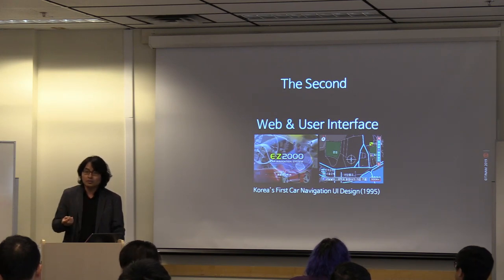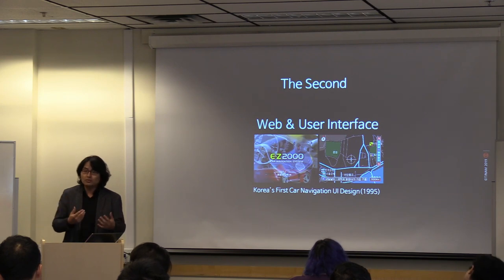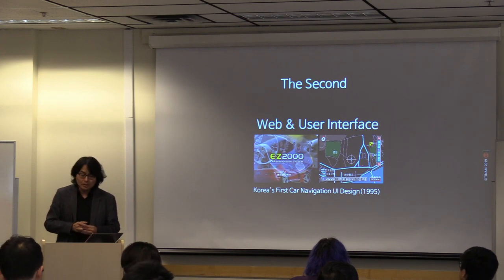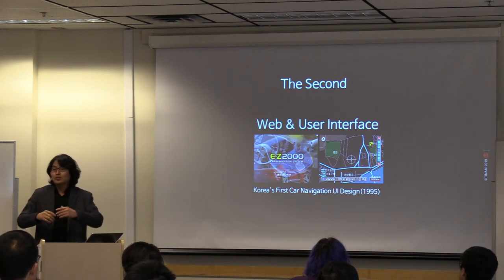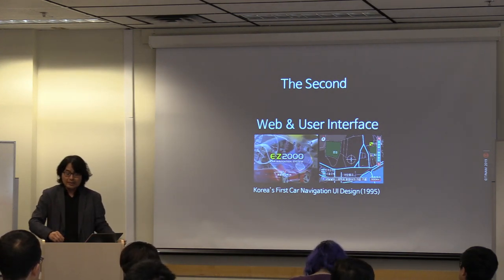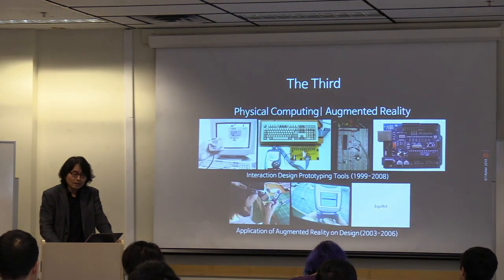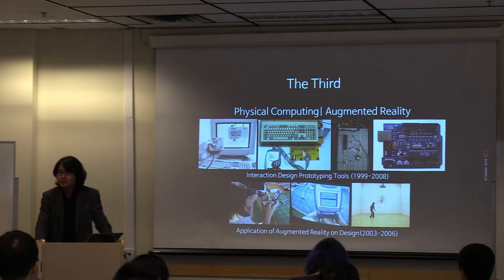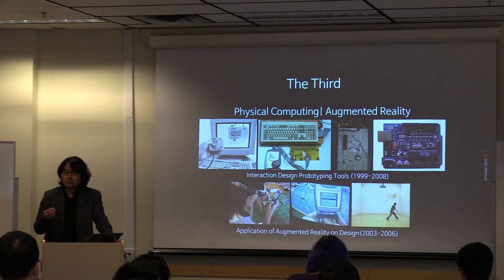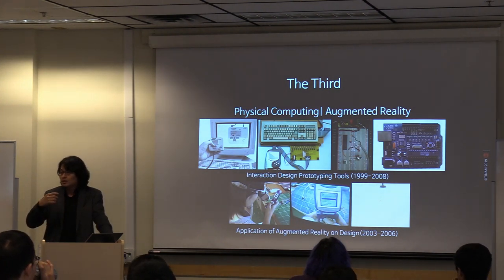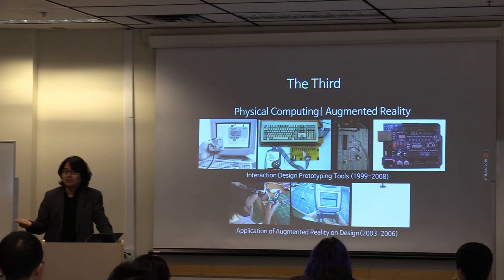At that time, I was involved in the first navigation software design in the mid-90s. I was doing the graphic design and information architecture and so on. So I became more interested in HCI-related topics. And the third technology that I came across was physical computing, augmented reality and virtual reality. I use a lot of these elements in my teaching, because industrial design became more about combining digital and physical technologies together.